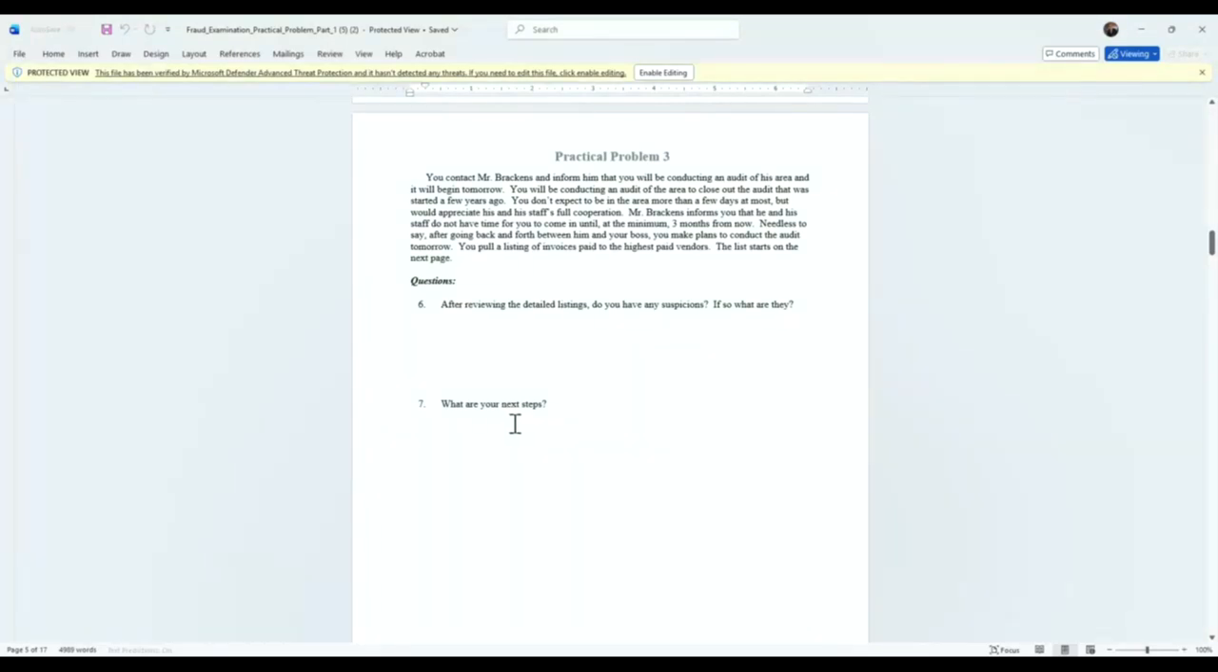He said, we're going to come out, just finish off this audit from a couple of years ago. And he said, I need at least 3 months. For what? Okay. But just mention it. And then, review the detailed listing. Is anything suspicious on it? And what are your next steps?